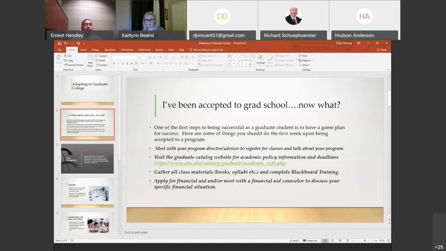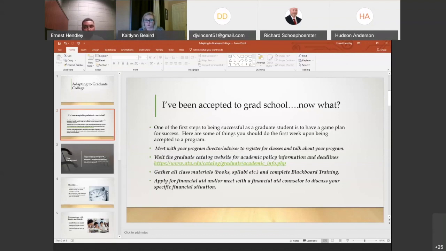So here are some of the things that I put as the first things you should do within a week of being accepted to a program. And as Dr. Schafoister alluded to previously, one of the first things that you need to be doing is meeting with your program director, who will serve as your advisor primarily for registering for classes, but also talking about the holistic ins and outs of your academic program.